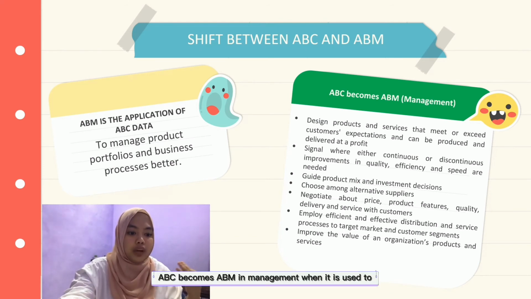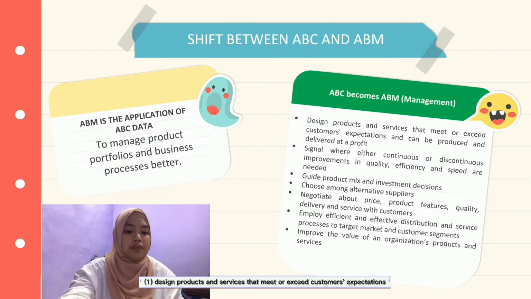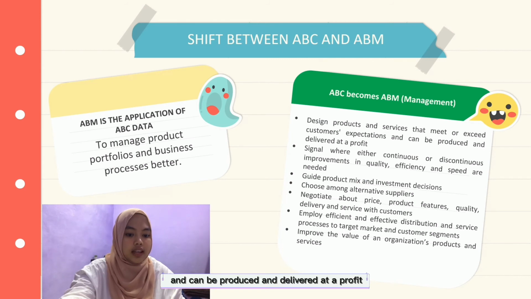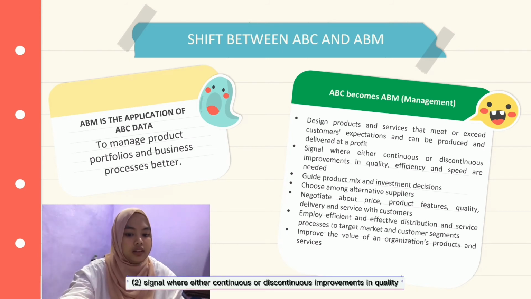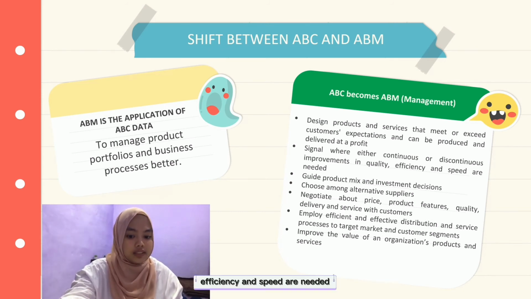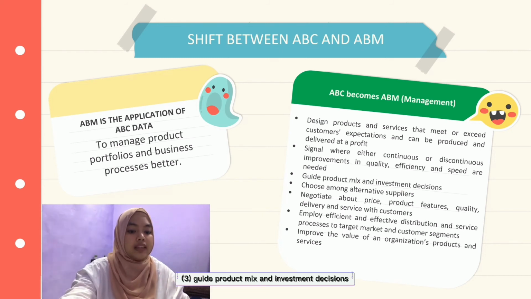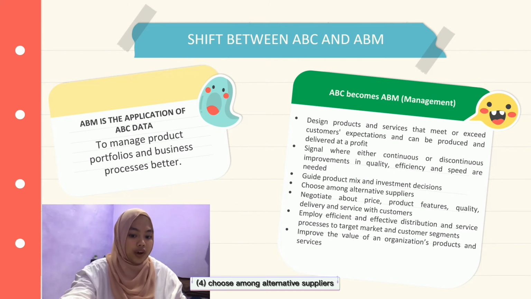ABC can become ABM in management when it is used to first design product and service that meet or exceed customers' expectations and can be produced and delivered at a profit. Second, signal where either continuous or discontinuous improvement in quality, efficiency, and speed are needed. Third, guide product needs and investment decisions. Fourth, choose among alternative suppliers.